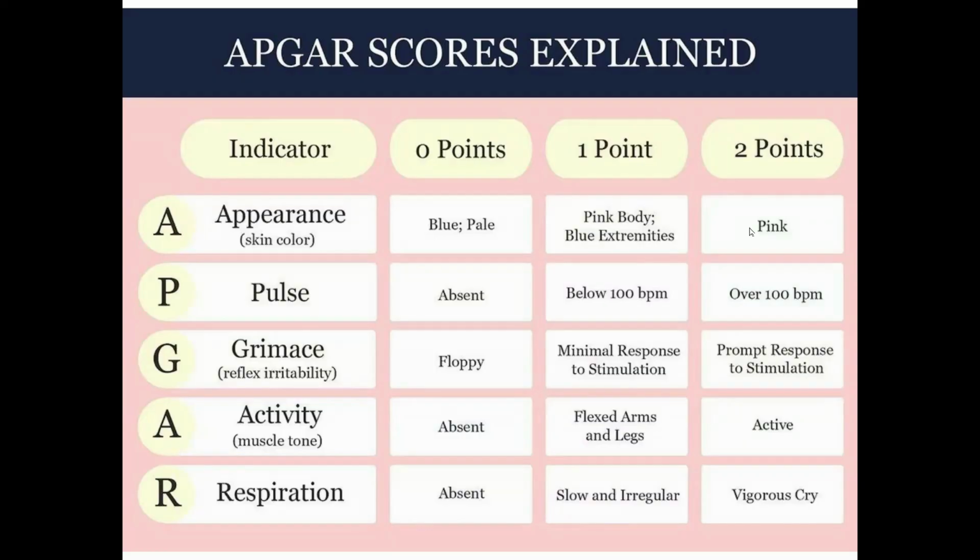And then respiration: absent respiration, 0. Vigorous cry, 2. Slow, irregular cry, weak cry, 1. Again, you don't need to memorize it, just pull it up.